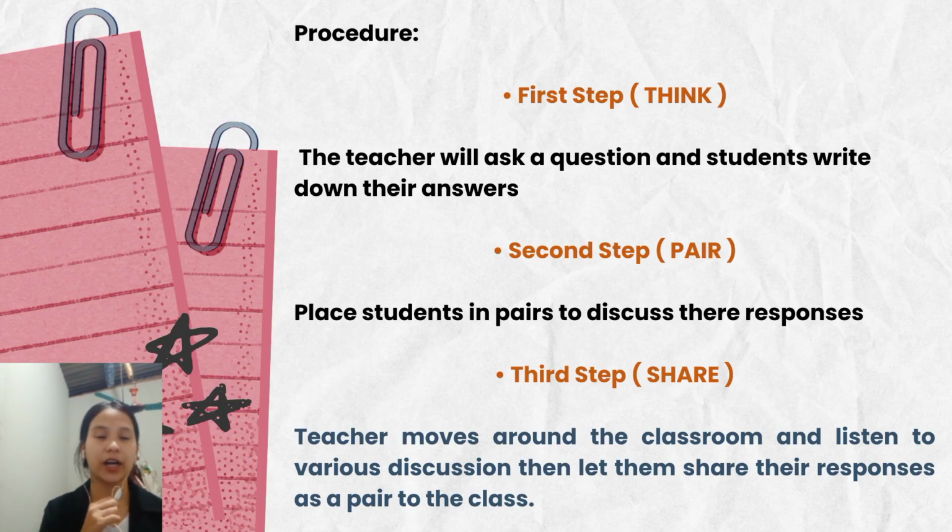So here is the procedure in conducting this activity. It is obvious from the name of the activity itself that it has 3 parts, which are think, pair, and share. First is the think. The teacher will ask a question, and of course, the question will be relevant and related to the teacher's topic. After the teacher asks the question, the students will then start to think of their own answer or create their own answer individually.